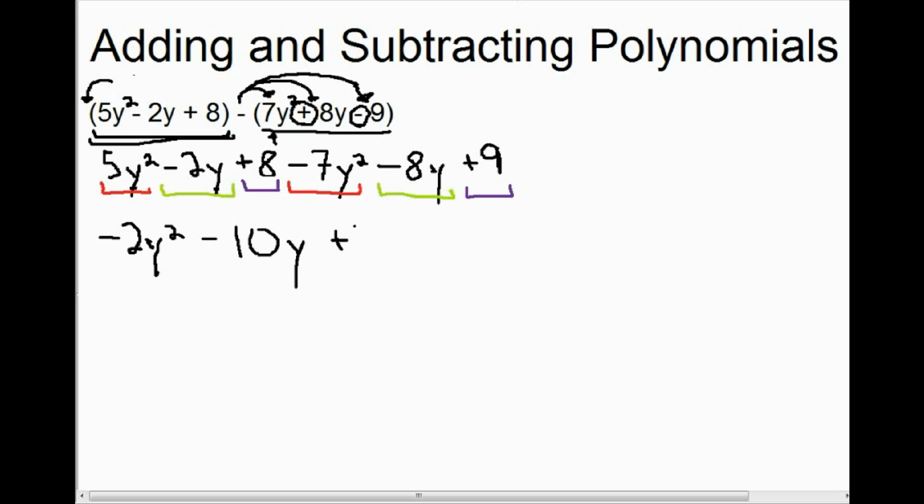So now we've subtracted these two polynomials by first removing the brackets in the first one, and the first one stays the same, removing the brackets in the second one, and everything turned to its opposite, and then combining the like terms.